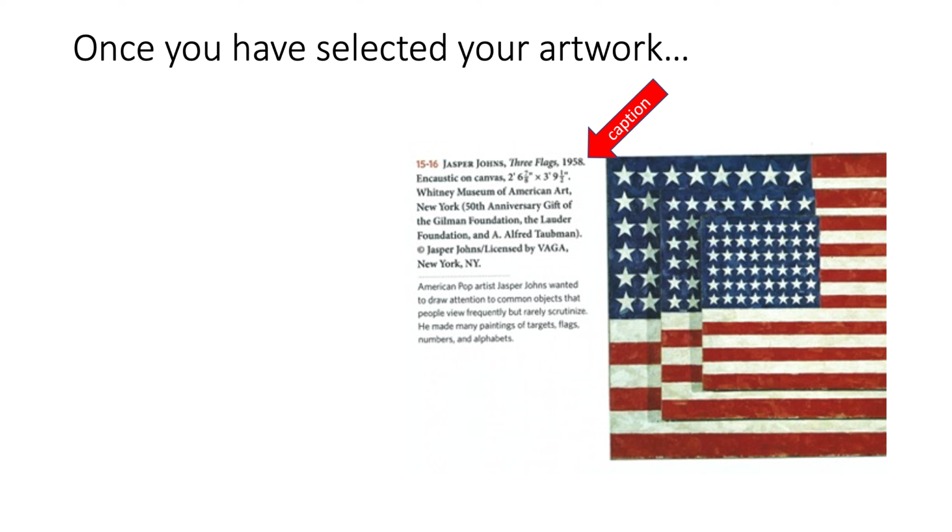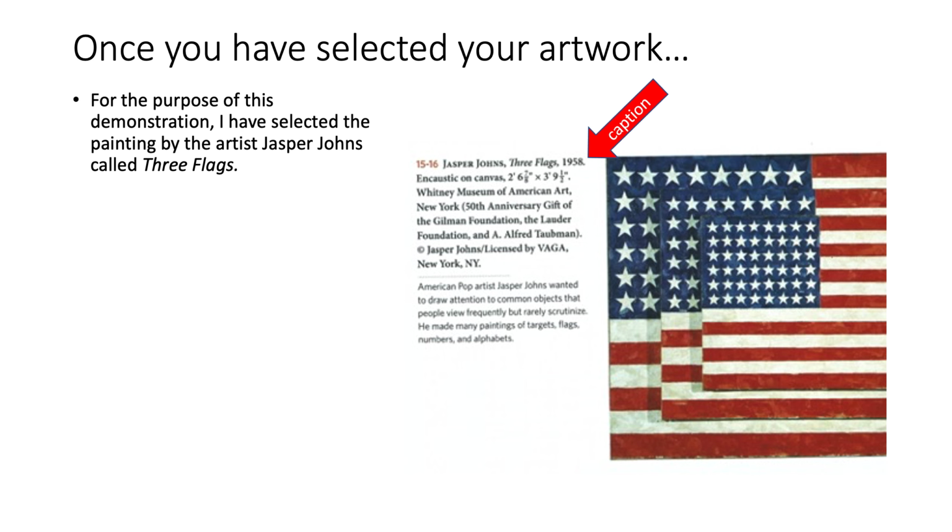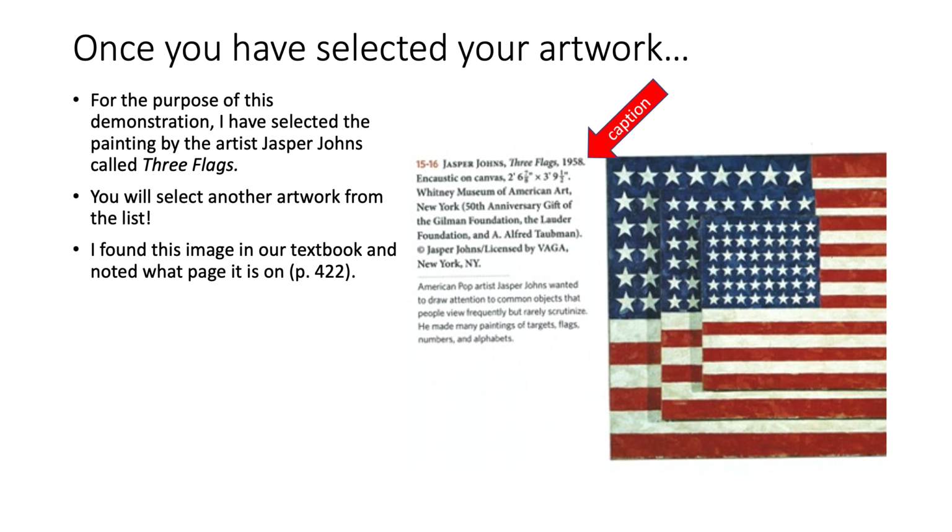All right, so once you have selected your artwork, for the purposes of this demonstration, I have selected the painting by artist Jasper Johns called Three Flags. And you can see a picture scanned from the textbook, which has a picture of the artwork and then the caption next to it. You will select another artwork from the list. In other words, Jasper Johns is not on the list, but I picked this just for the purposes of the demonstration. I found this image in our textbook and I noted which page it's on. So it's on page 422 in the version of the textbook that I have.